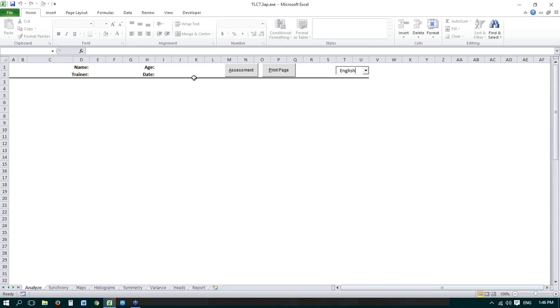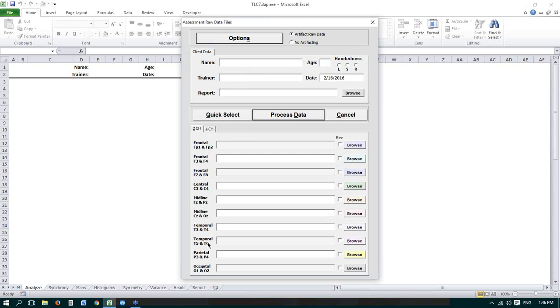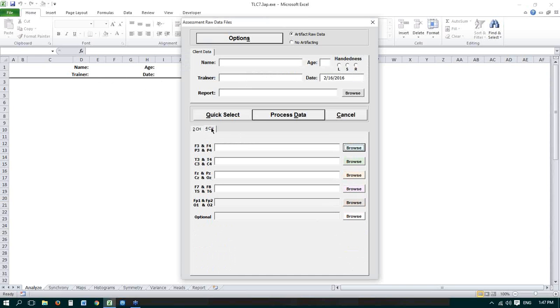Okay, well, so when we open this file in Excel, it starts off with the assessment button up here. If I click that, it opens a window which allows me to specifically choose which files have these particular sites in them. I can also do it in 2-channel mode, which gives me the sites individually, but in 4-channel mode it's very fast this way.